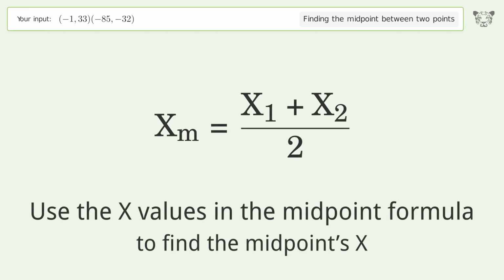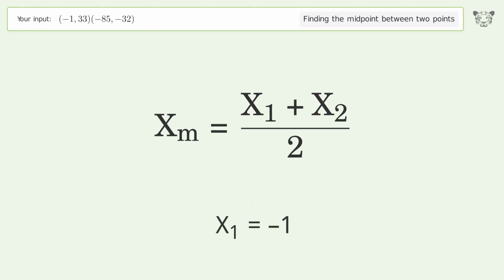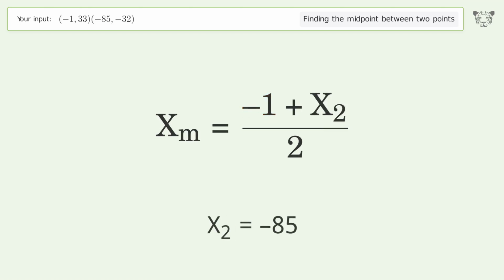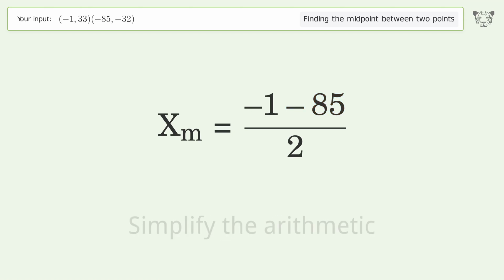Use the x values in the midpoint formula to find the midpoint's x. x1 equals -1. x2 equals -85. Simplify the arithmetic.